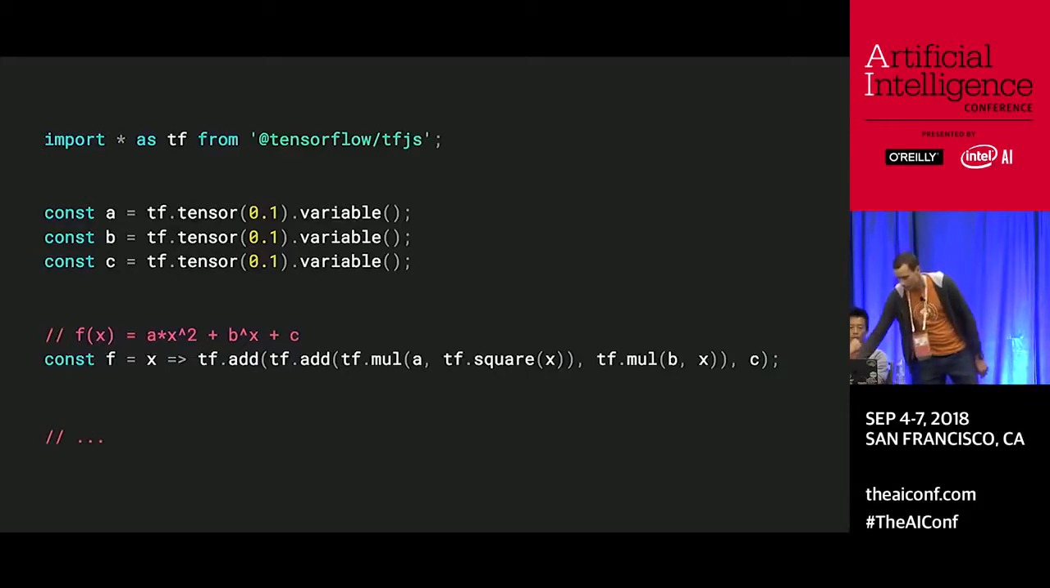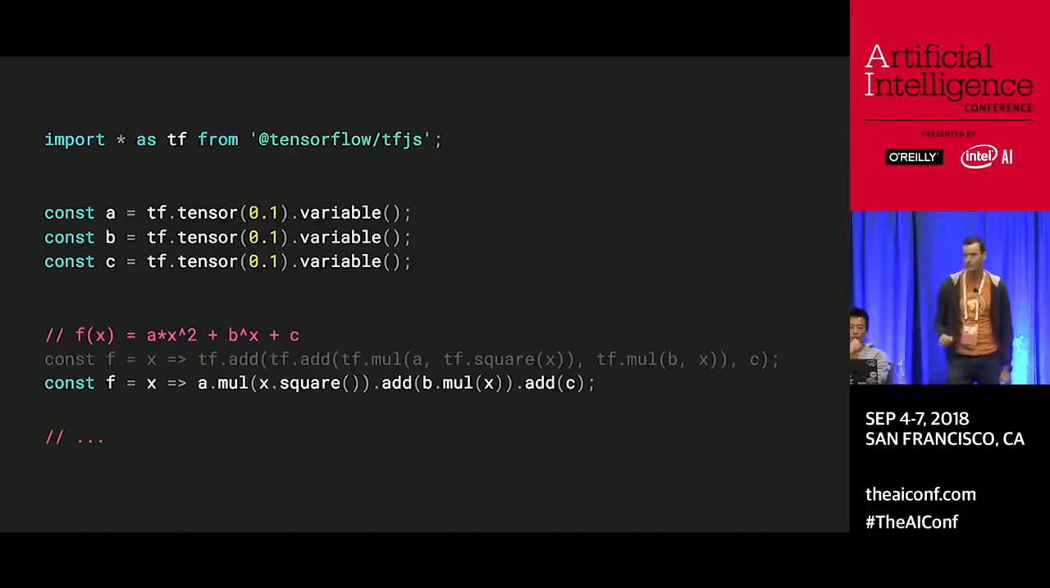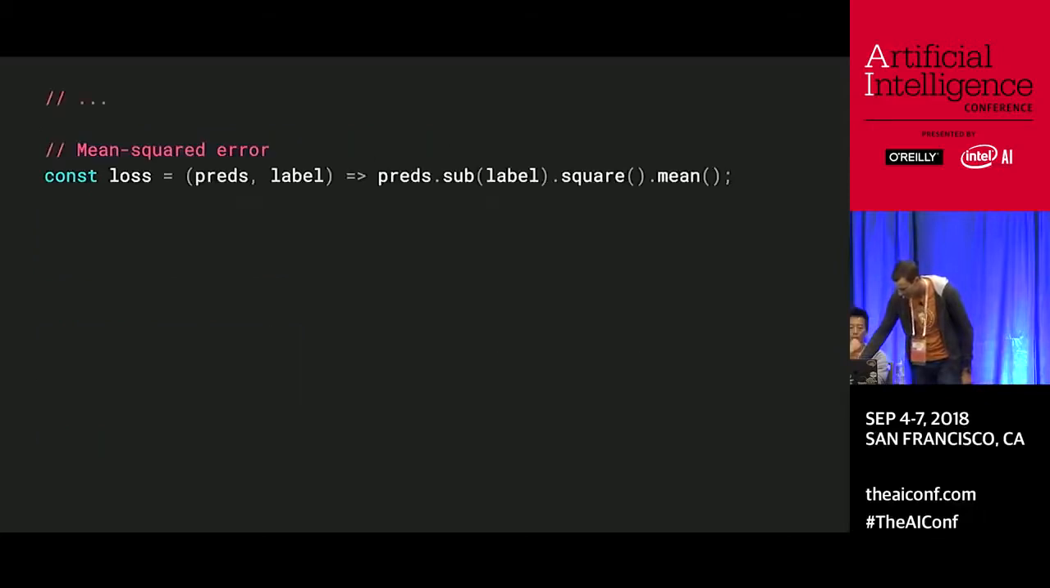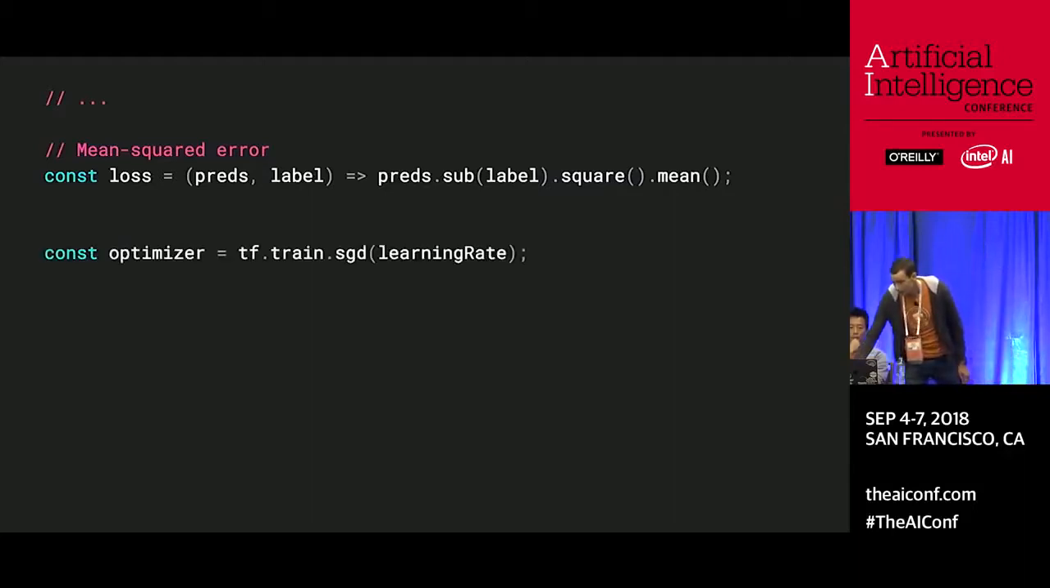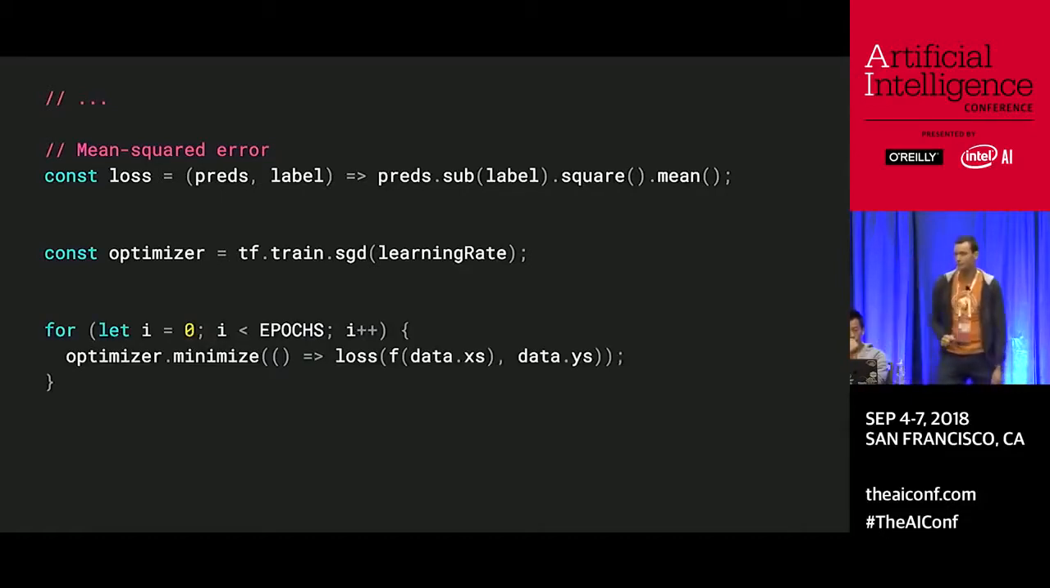And we have some sugar to make that a little bit more readable using chainable APIs, which is a very common pattern in JavaScript. Next step is to declare a loss function. Just have a mean squared loss. And then we declare the SGD optimizer with a default learning rate we've declared somewhere in this code. And then finally, we loop through our training. So epochs, we pass through, and every step, we minimize our loss through the SGD optimizer. This is very similar to eager-style Python, for those who have done that in Python land.